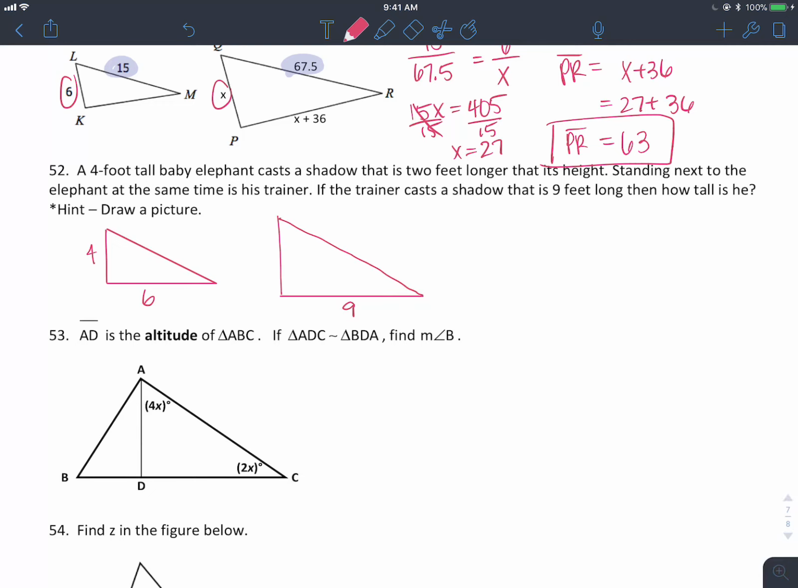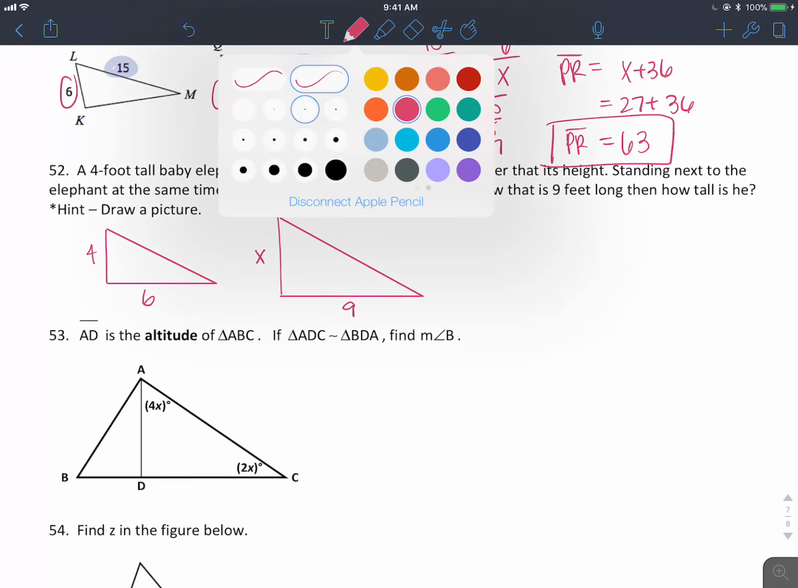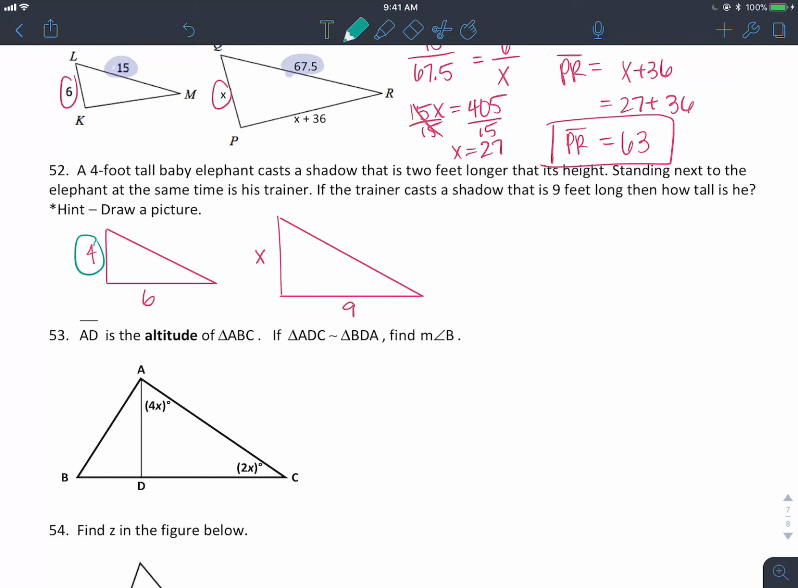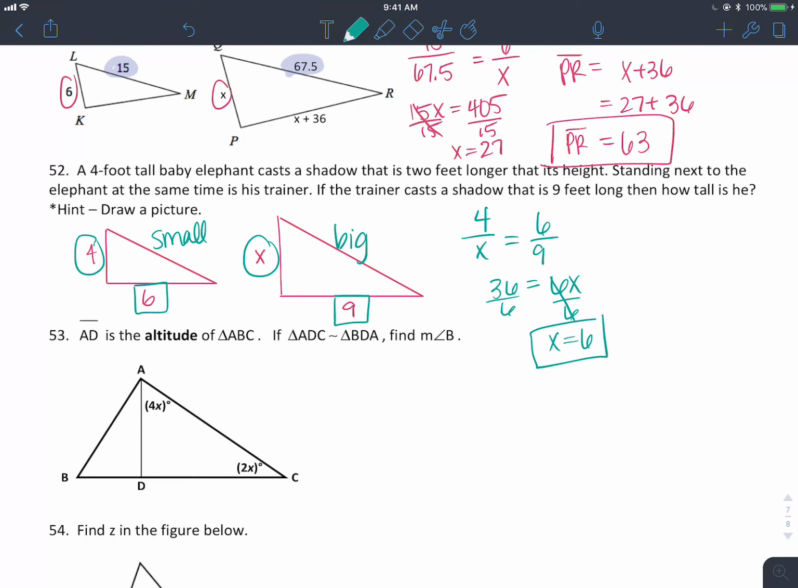How tall is he? We're going to take this triangle. We have an x. So we're going to do our corresponding sides. We're going to have 4 and x, 6 and 9. I'm going to do small over big. So 4 over x equals 6 over 9. We're going to cross multiply. So 4 times 9 is 36. 6 times x is 6x. Divide by 6. x equals 6. So that means that our trainer is 6 feet tall.